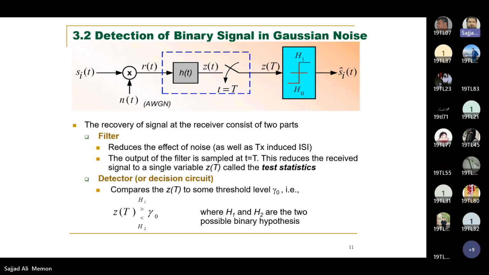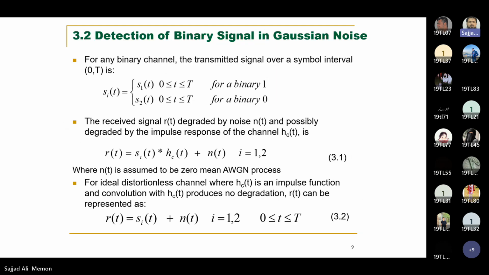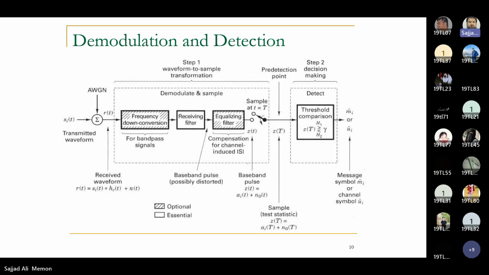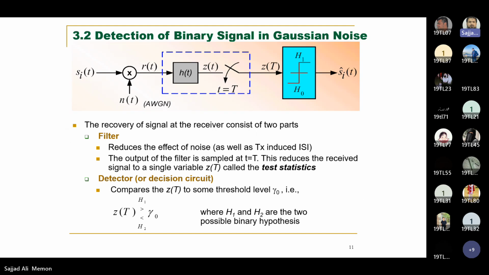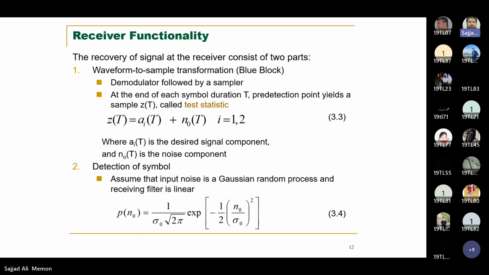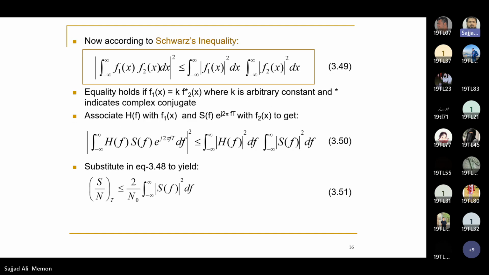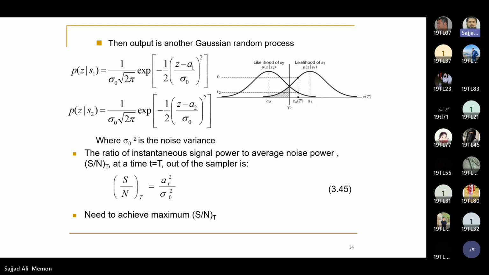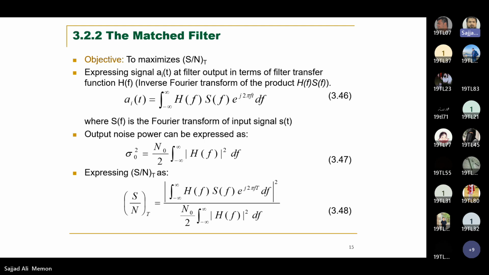So this is the filter basically. In the first part, we have the receiving filter here, and the second part is the decision making, that is a detector. So we want to optimize or maximize the signal to noise ratio from the first step. Instead of using any filter, we must opt for a filter that will optimize the signal to noise ratio. Such a filter is the matched filter. Its objective is to maximize the signal to noise ratio per sample, where T represents the sample time.